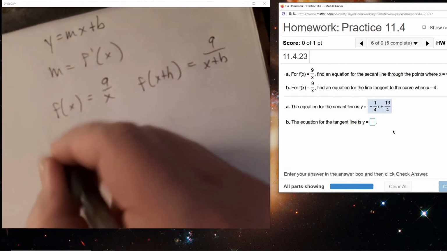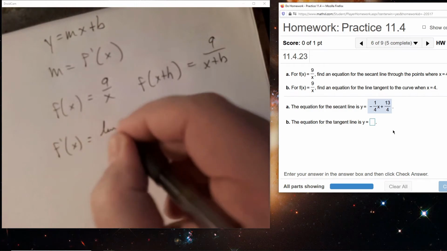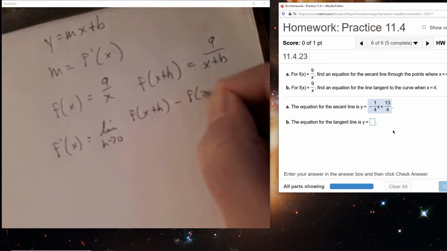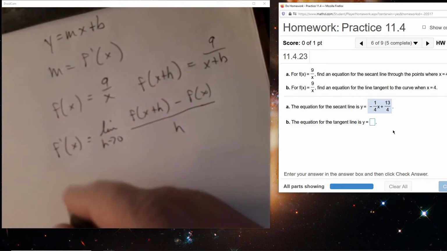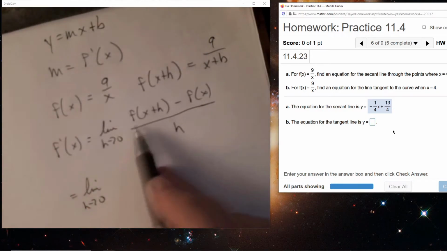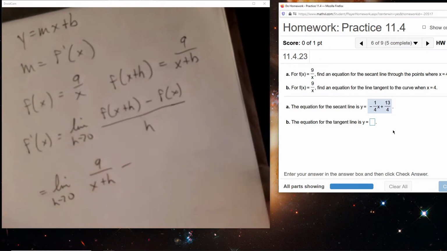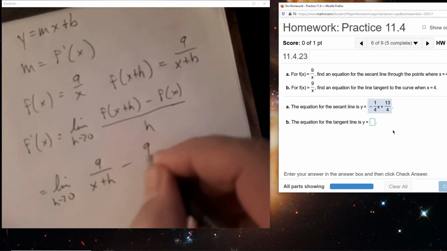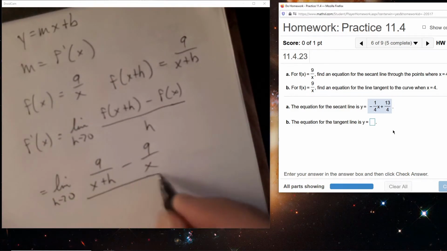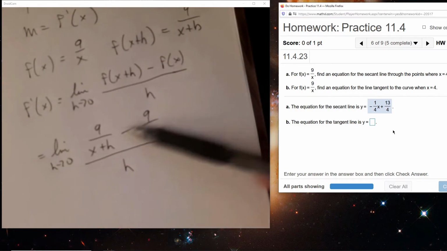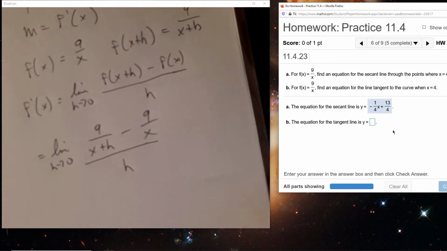And we will plug all this stuff into the definition of the derivative. So f of x plus h is 9 over x plus h. Then we subtract off the original function. The original function is 9 over x. And all of this is divided by h. So this is something we did previously. When you have fractions, you should get a common denominator and combine these together.